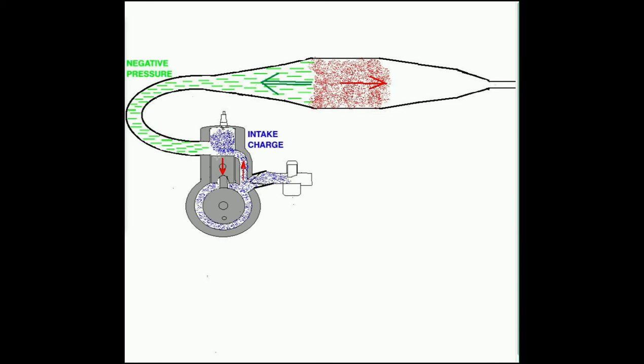When the piston's at bottom dead center right here, the beginning of this suction wave will just begin to reach the cylinder. And the lowering piston causes a positive pressure here, which pushes the intake charge up through the transfers into the cylinder.